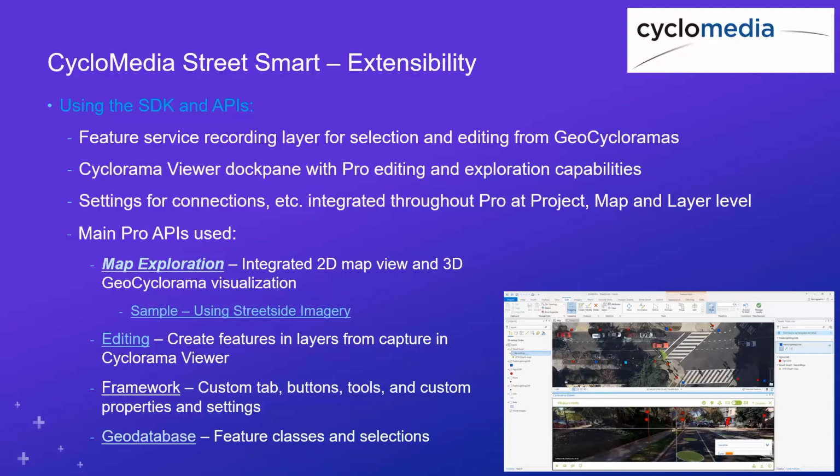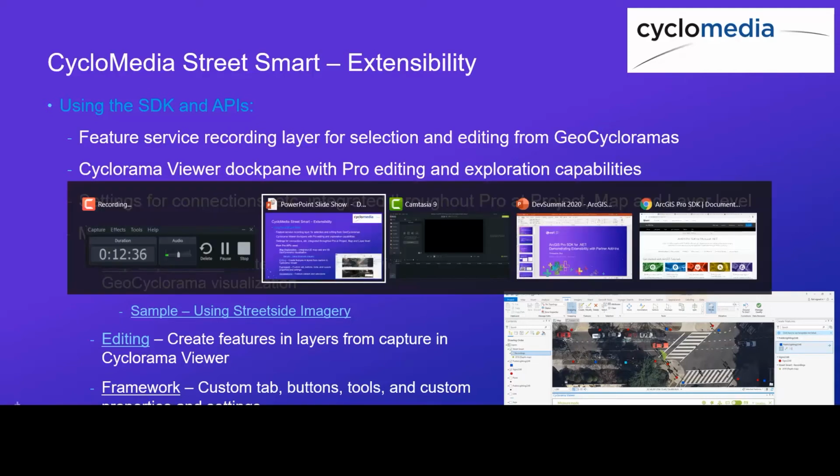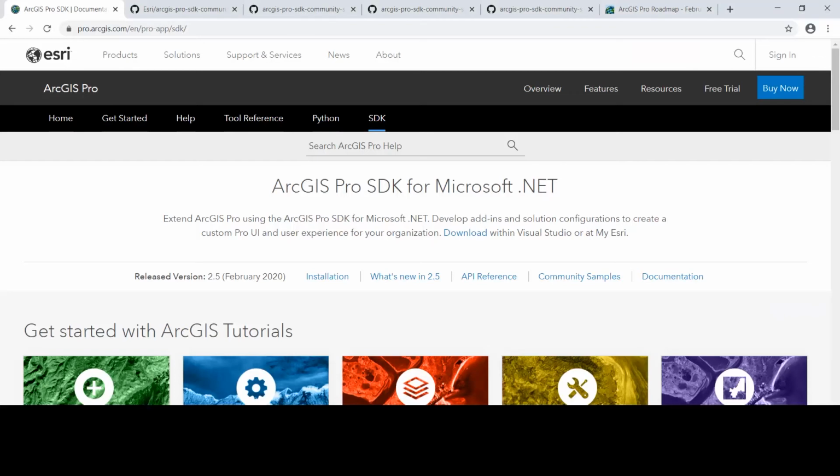First is map exploration, which shows how it was integrated with 2D map views and their 3D Geocyclorama visualization. I'd just like to call out one sample for each of these demonstrations. The one that might be most useful to you as you get started using the SDK and some of these capabilities is the using street side imagery. So now I'm going to switch over to the ArcGIS Pro SDK landing page.